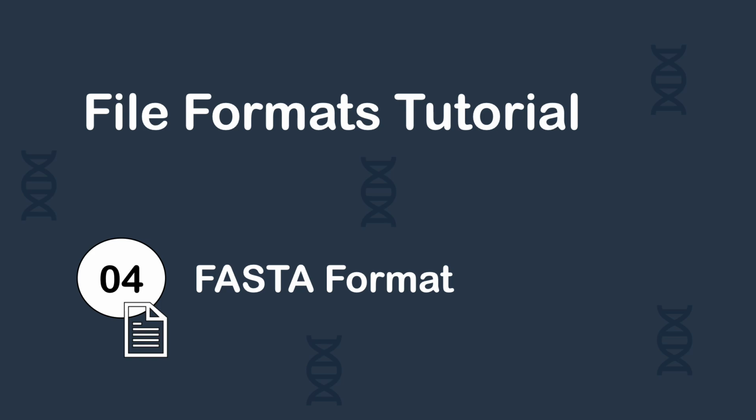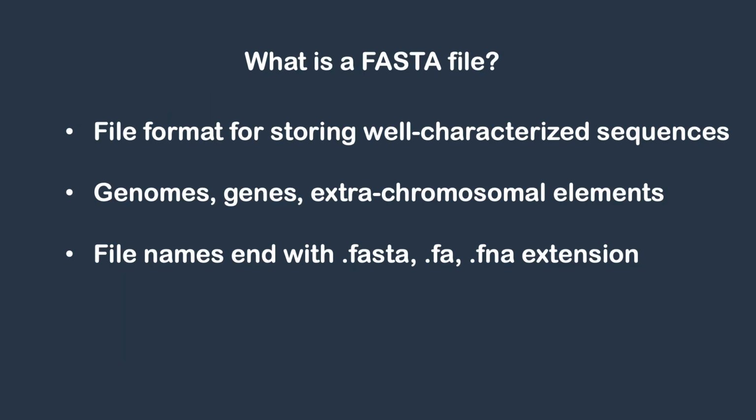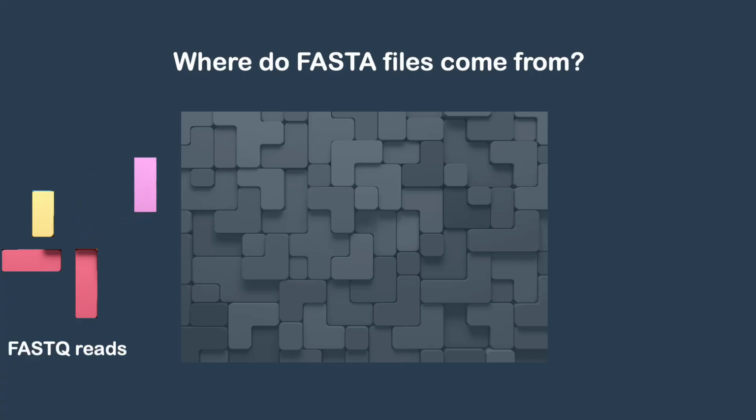If you're doing genomics or bioinformatics work, you'll definitely be working with these files. Let's get started. So what is a FASTA file? It's a file format for storing well-characterized biological sequences. So things like the DNA sequence for each human chromosome, RNA sequences for things like protein coding transcripts, or extrachromosomal sequences such as plasmids. And you'll know when you see a FASTA file because they typically end with a .fasta, .fa, or .fna file extension.